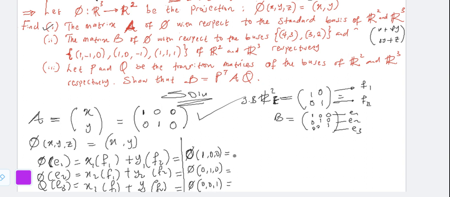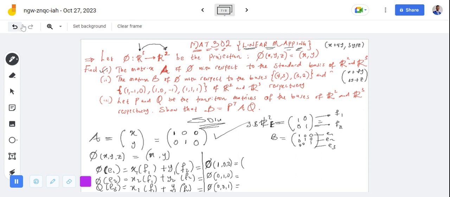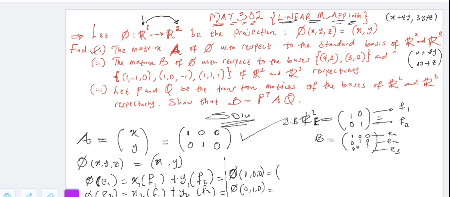So what is the definition? It's projected to xy. What's my x? Here x is 1, y here is 0, and z is nothing. That means I need to write out my x1 first. Let me zoom it out. Let me zoom in back.